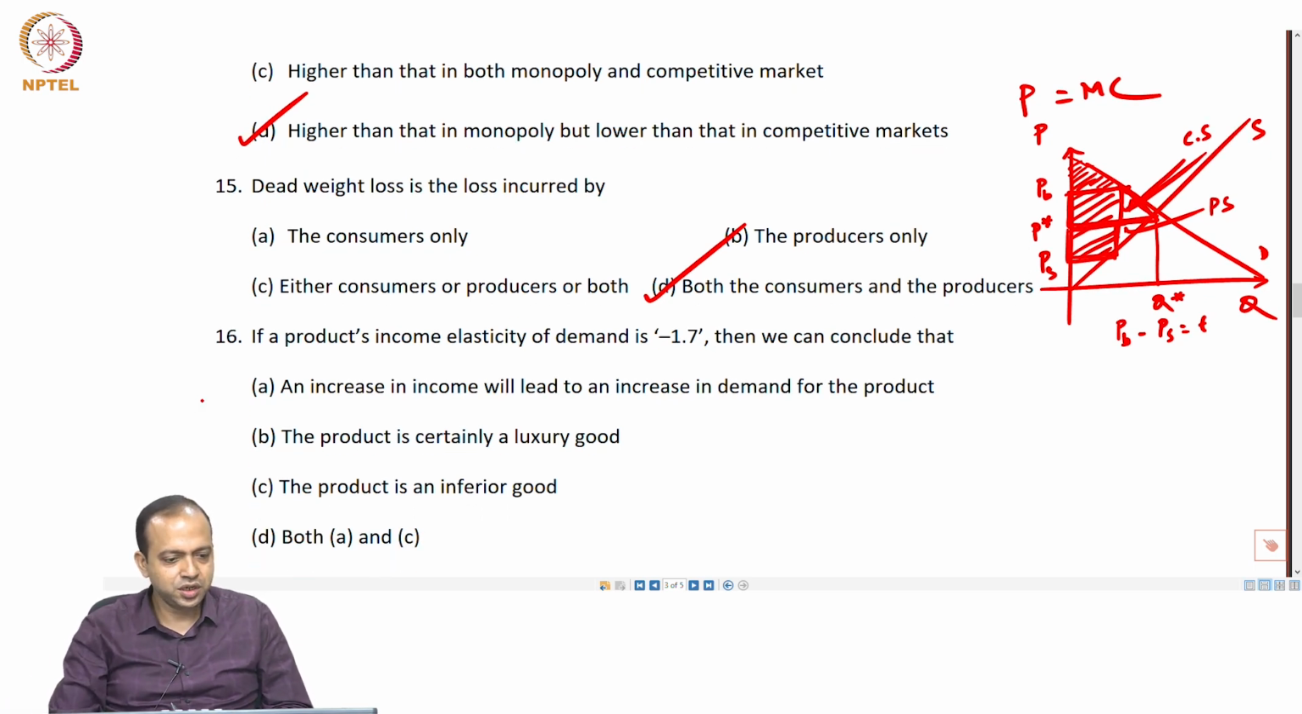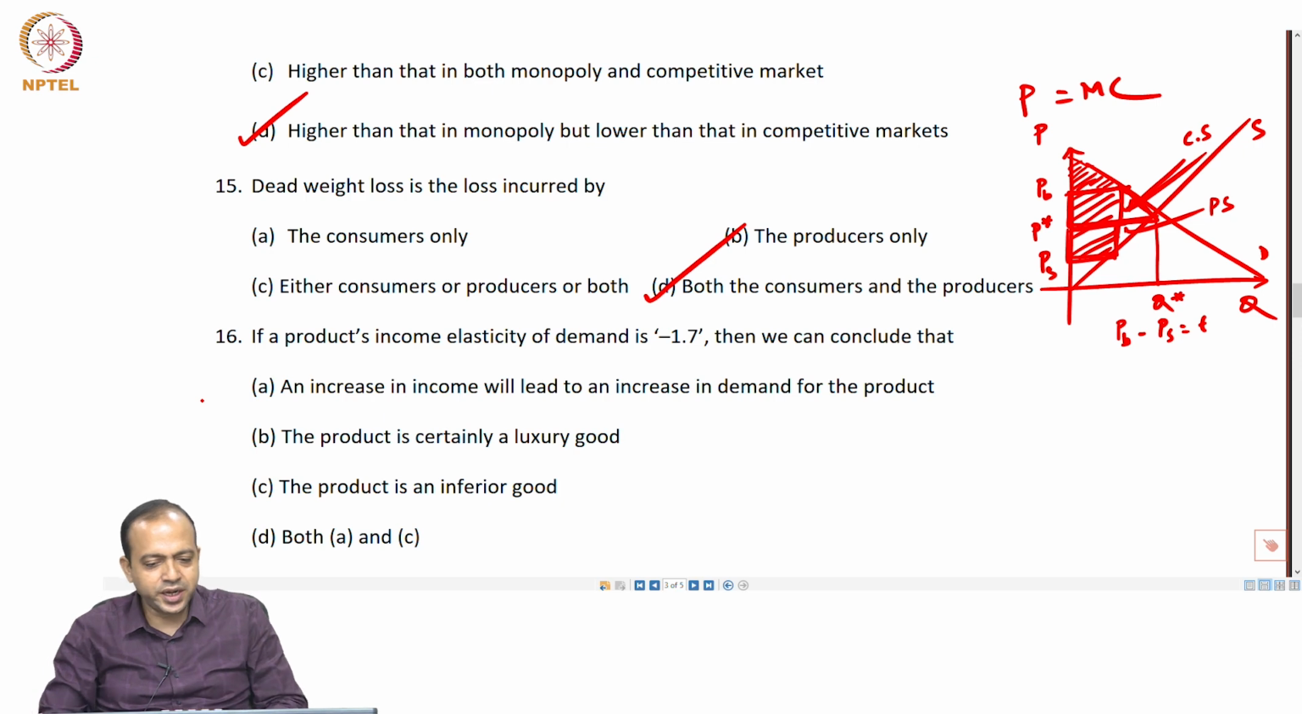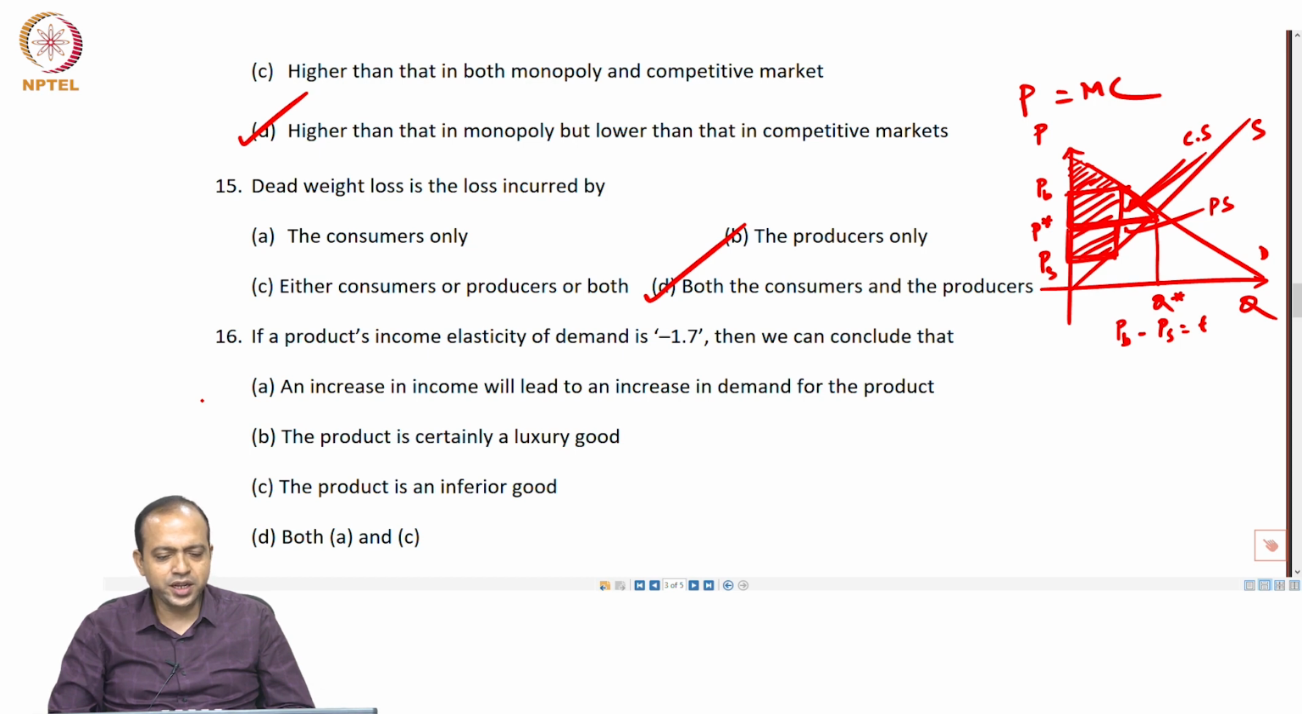Then question number 16, if a product's income elasticity of demand is minus 1.7, then we can conclude that an increase in income will lead to an increase in demand for the product. The product is certainly a luxury good. The product is an inferior good. Both A and C. So, since income elasticity is negative, with the increase in income, demand for the product cannot increase. First option is not possible. The product is certainly a luxury good.